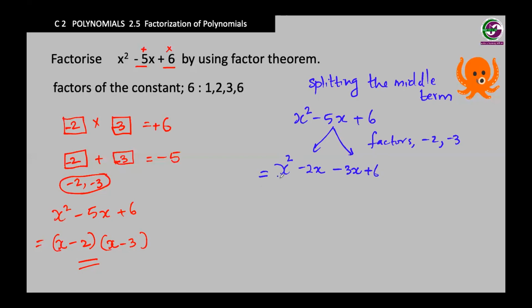Okay, now we consider them as two groups. First group with the first two terms and the last group with the last two terms. In the first group with two terms, what is common? We can see x is here, x is here. So we take x outside. Excellent. When you take x outside from x power 2, we have x left, minus, from 2x we take x outside, so 2 is left. We are done with the first group.